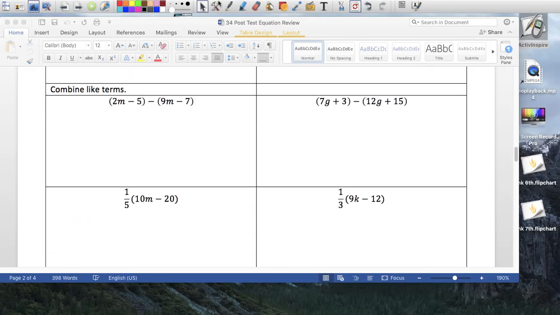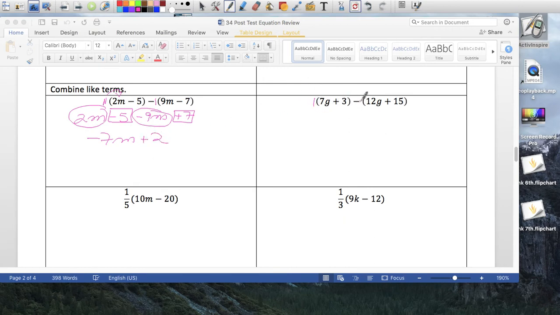Combine the like terms. So this is one. Okay. So make sure there's a 1 here. Pretend there's a 1 here. 1 times 2m is 2m. 1 times negative 5 is negative 5. Minus 1 times 9m is negative 9m. Negative 1 times negative 7 is plus 7. Now I can combine the like terms. This one is this one. This one is this one. 2m minus 9m is negative 7m. Minus 5 and plus 7 is plus 2. And I'm done.